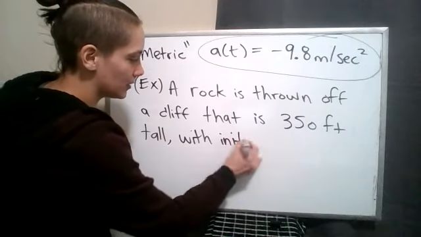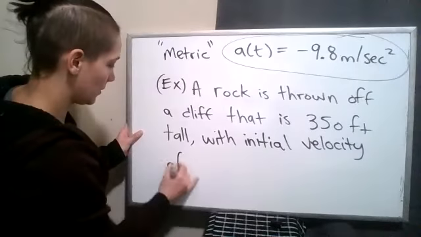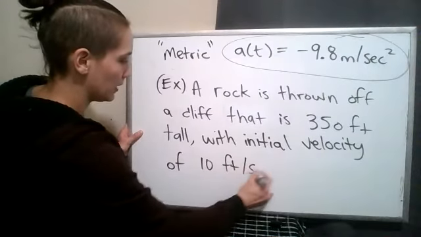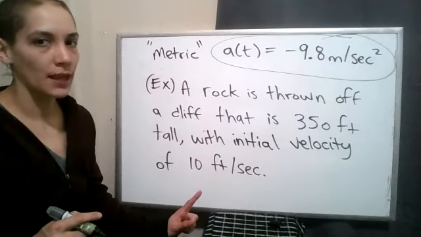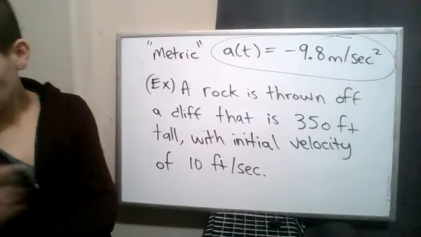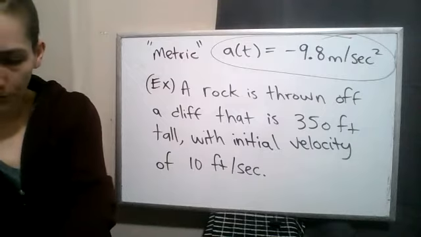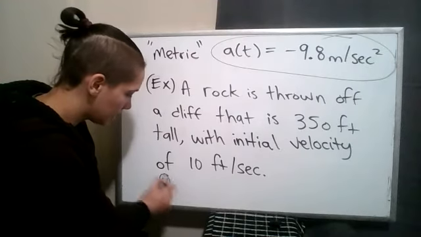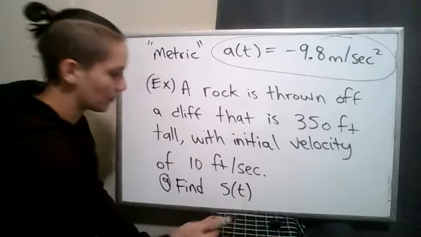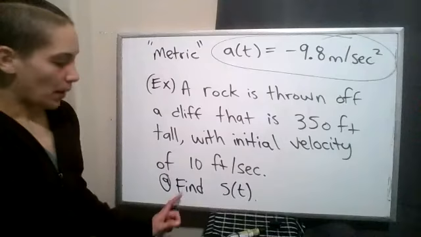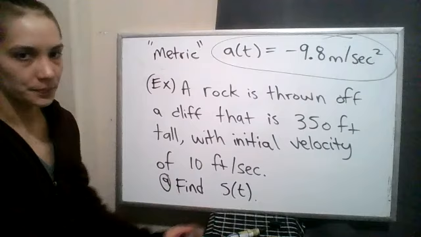Initial velocity of 10 feet per second. Find the position function S of t. And we're going to call this part A. Part B is to find how long it takes for the rock to hit the ground. And we'll do that later.